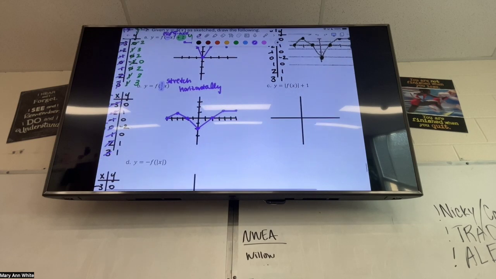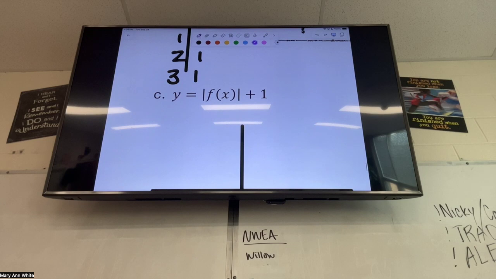Okay, should we look at number C, an absolute value one? Do you remember what we talked about with the absolute value yesterday when it's outside of the f of x? First off, when it's outside, it affects the what? X's or Y's? Y's, it's on the outside. So I'm just going to take this and do the absolute value of all my Y's. What does that 1 do to my graph? Add 1 to my Y's.